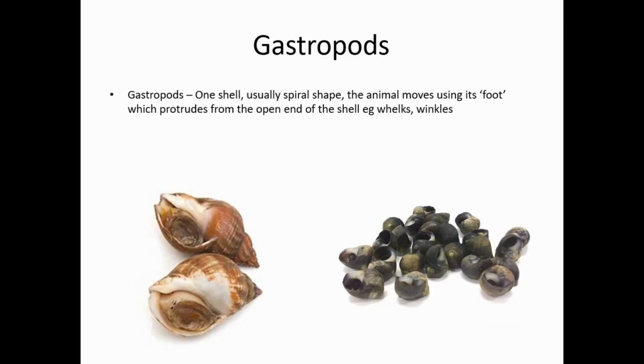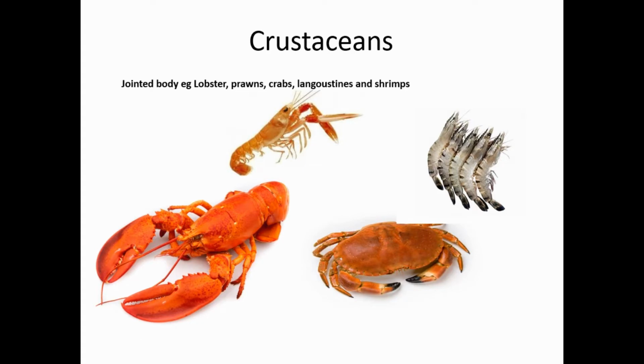A gastropod usually has one shell, and it's usually a spiral shape. The animal moves using its foot, which is the edible part, which protrudes from the open end of the shell. For example, whelks and winkles. They're the two most commonly sold in the UK. Crustaceans have a jointed body, and this includes lobsters, prawns, crabs, langoustines and shrimps.